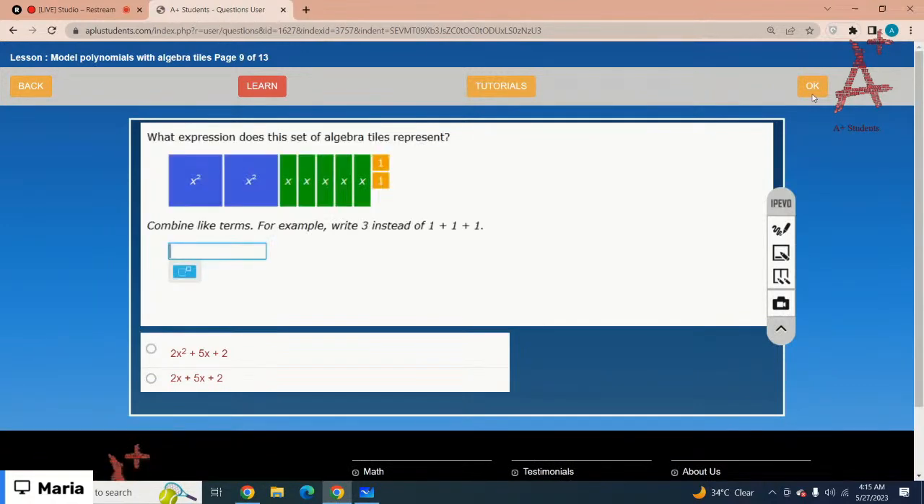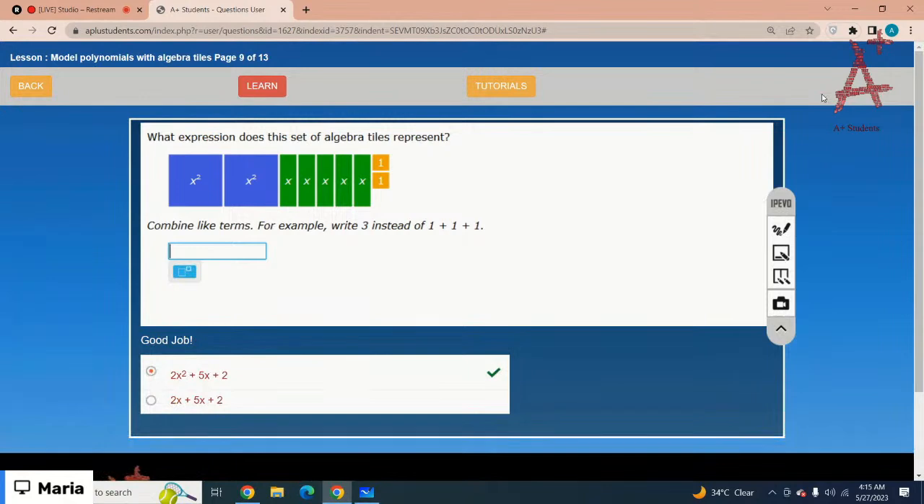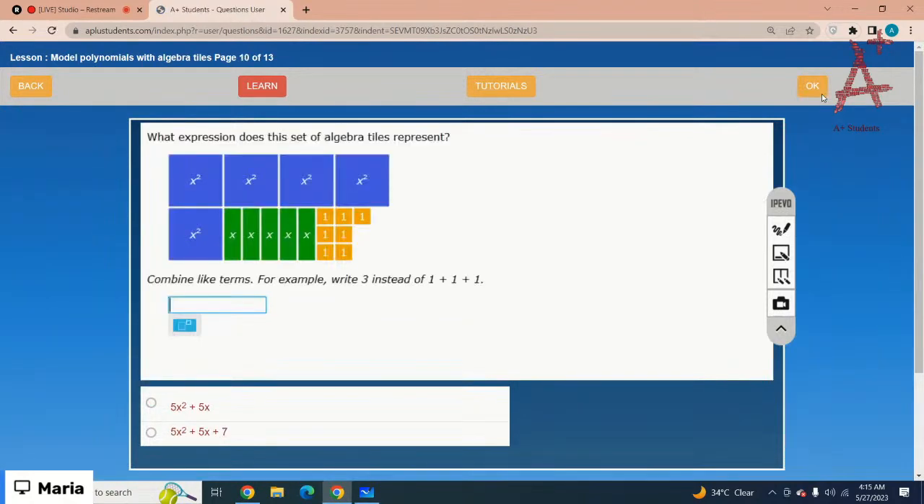What expression does the set of algebra tiles represent? It would be 2x square plus 5x plus 2. Option number 1 is the correct option. What expression does this set of algebra tiles represent? It would be 5x square plus 5x plus 7. Option number 2 is the correct option.